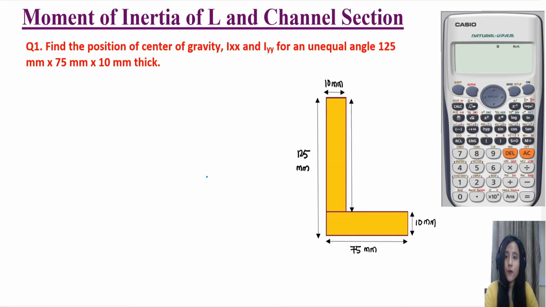Find the position of center of gravity, moment of inertia about Ixx and moment of inertia about Iyy for an unequal angle 125 mm into 75 into 10 mm thick. If you read it as an unequal angle, this means that it is an L section. For this L section, dimensions are given as 125 mm, which is its longest length, 75 mm is its base, and 10 mm is its thickness.